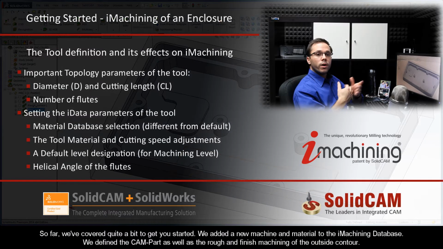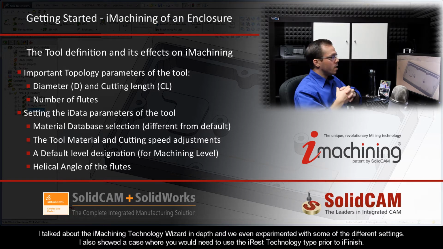So far, we've covered quite a bit to get you started. We added a new machine and material to the iMachining database. We defined the cam part as well as the rough and finish machining of the outside contour. I talked about the iMachining Technology Wizard in depth, and we even experimented with some of the different settings. I also showed a case where you would need to use the iRest technology type prior to iFinish.